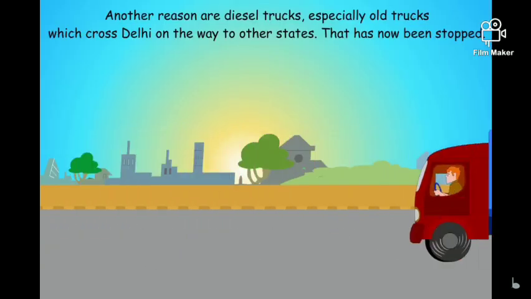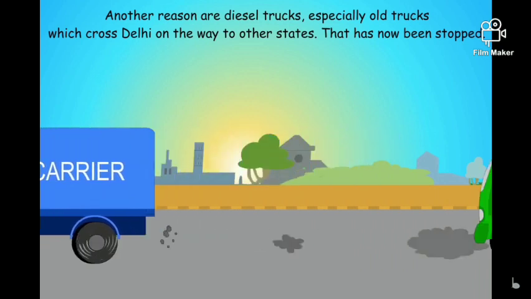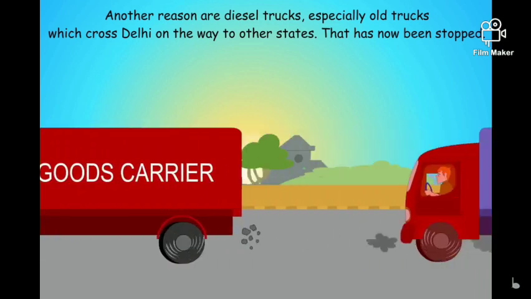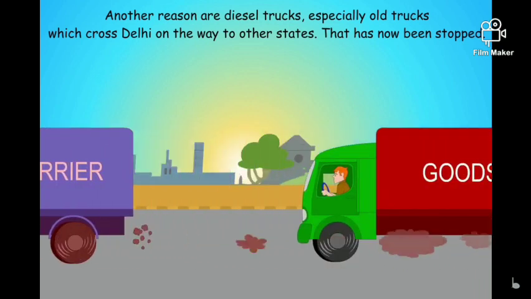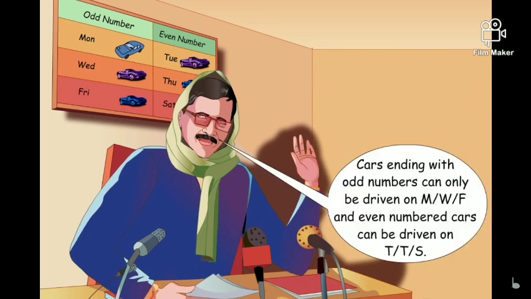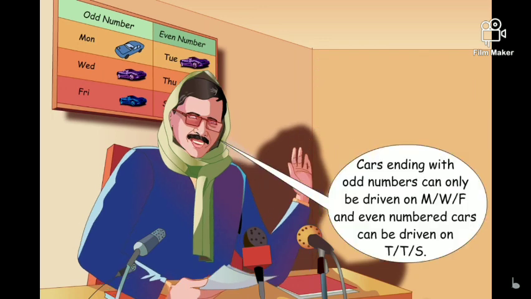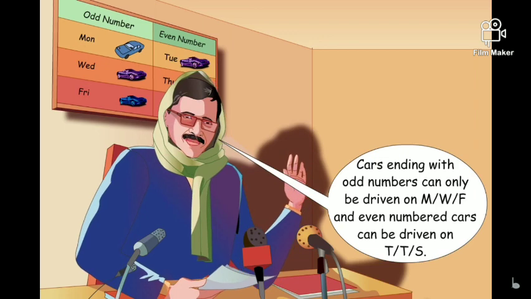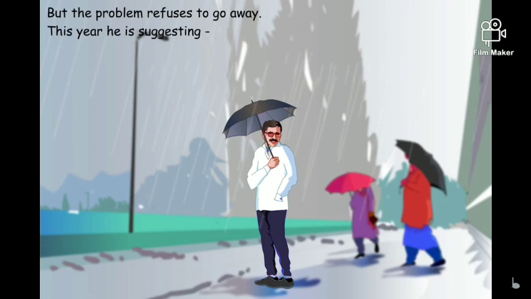Another reason are diesel trucks, especially old trucks which cross Delhi on the way to other states. That has now been stopped. Last year, Delhi Chief Minister Arvind Kejriwal even banned the sale of new diesel cars for 3 months, and instead, cars ending with odd numbers can only be driven on Monday, Wednesday, Friday, and even numbered cars can be driven on Tuesday, Thursday, Saturday. But the problem refuses to go away.